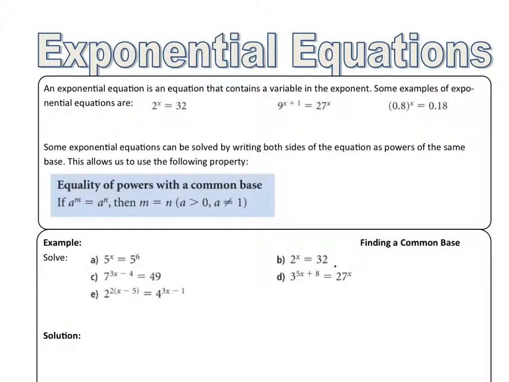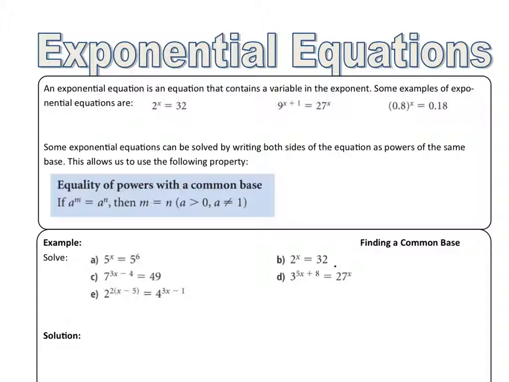Hey guys, this is the last lesson in this unit, and we're going to talk about exponential equations. An exponential equation is an equation that contains a variable in the exponent, and these are just some examples. So like 2 to the x equals 32, that's an exponential equation. 9 to the x plus 1 equals 27 to the x, that's an exponential equation. And then this last one is an exponential equation. I'm going to show you how to solve some of these.